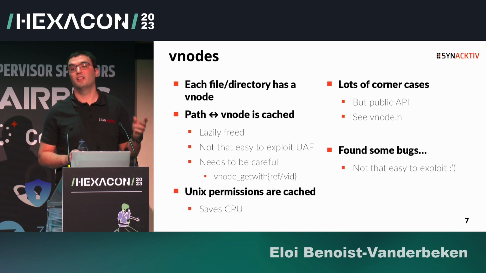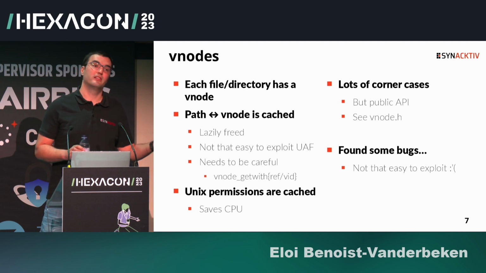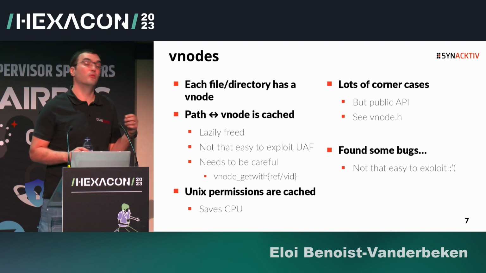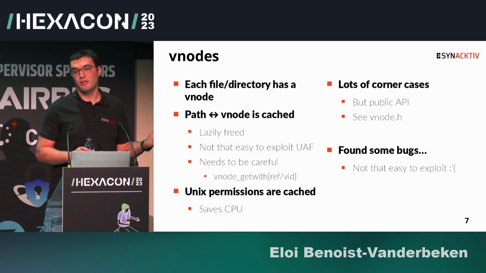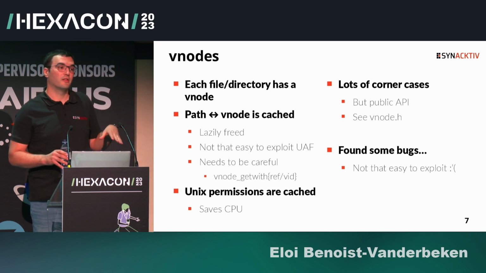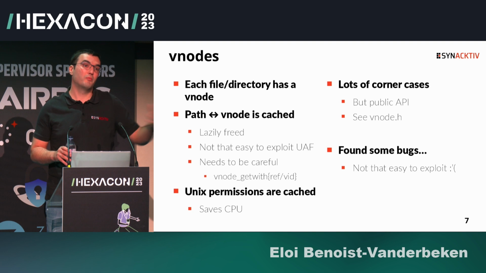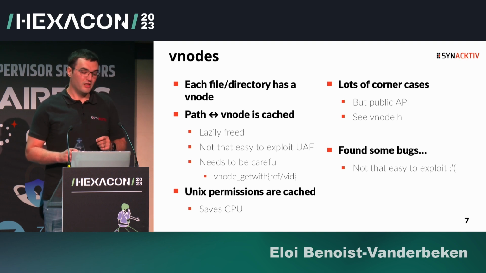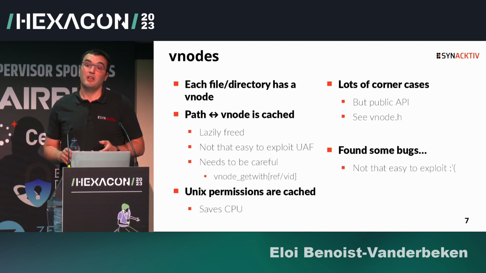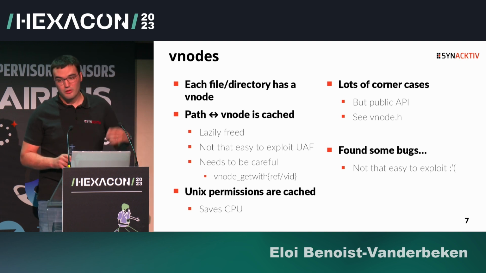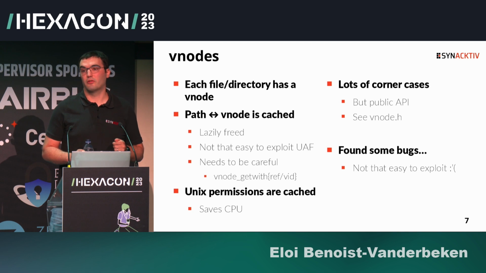Vnodes are lazily freed. If you open a file and then close it, even if there are no more references on this file, the kernel will keep the vnode alive because maybe you will open the file in the next minutes or hours. So they only free vnodes when they need it. So it's actually not that easy to exploit use after free on vnodes.